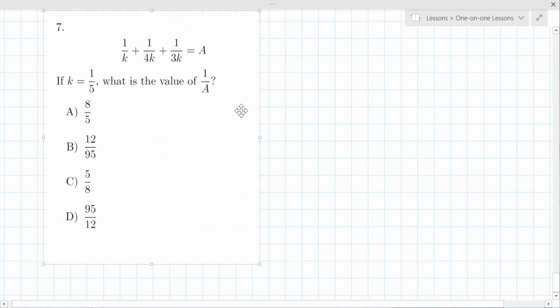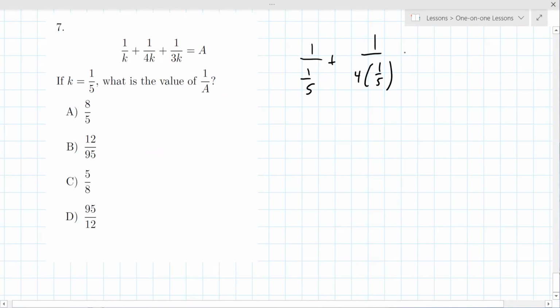All right, so this is a common question. They give you something, they give you a letter, they maybe ask you for the other letter, or they ask you for something about the other letter. In this case, they ask you what's the value of 1 over a. So you have the value of k. Generally, what most students do is they substitute this value of k in. And then it comes down to, can you simplify this fast?